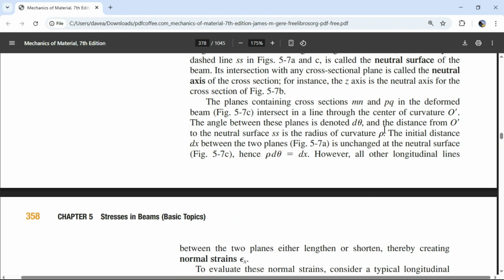So the initial distance dx between the two planes is unchanged at the neutral surface. Hence, rho d theta dx. Sorry. Yeah, rho d theta is equal to dx.